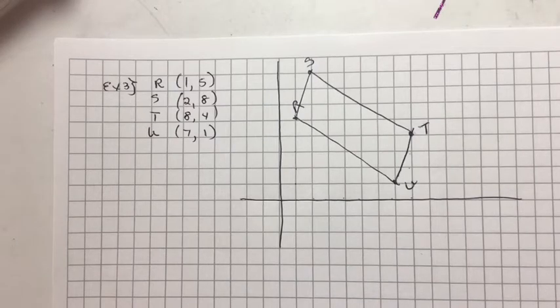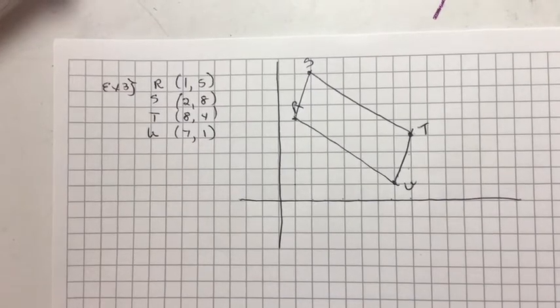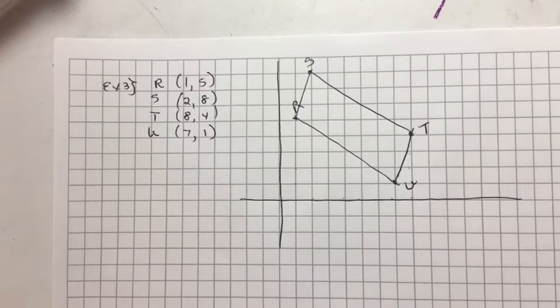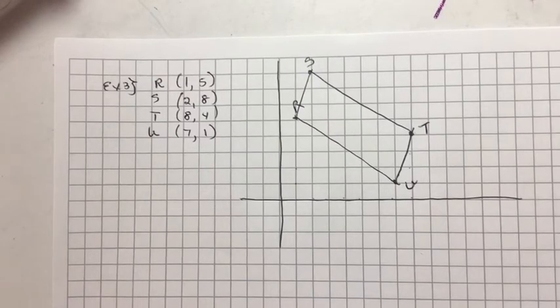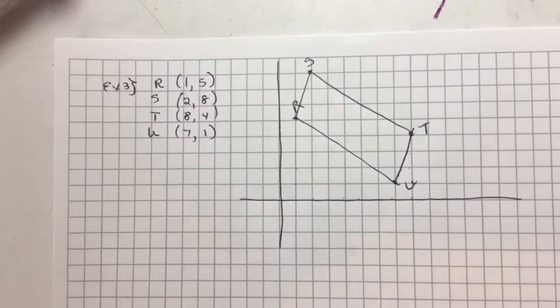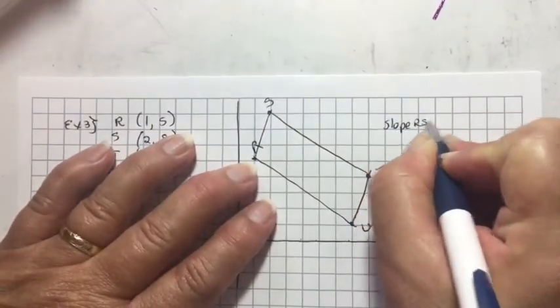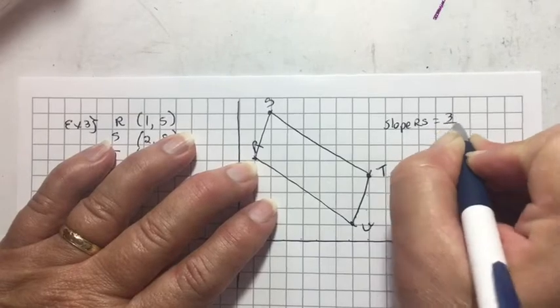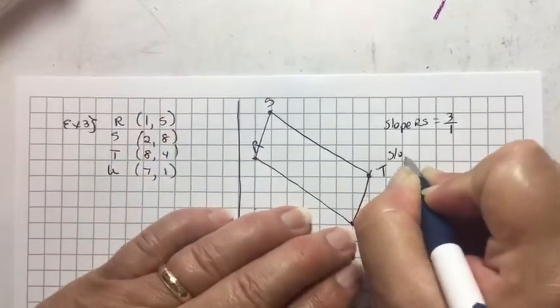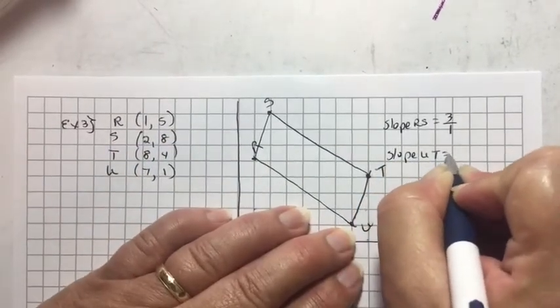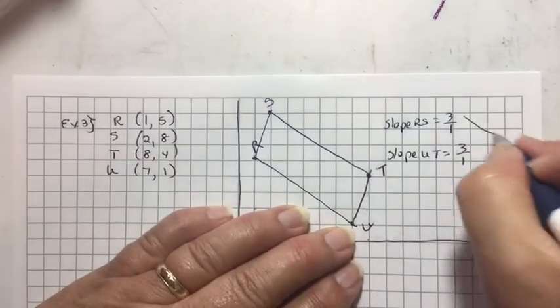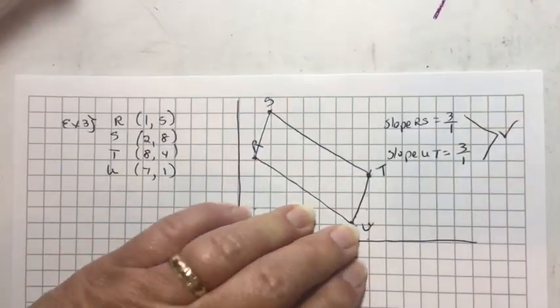So let's first of all prove that it's a parallelogram. That's the first thing we need to do. If I know both sides that are opposite of each other are parallel, then I have a parallelogram. I could also measure to see if they were the same lengths. Slopes to me is a lot easier. So I'm going to figure out slope of RS, and that is up 3 over 1. And I'm going to figure out slope of UT, also up 3 over 1. So there's one pair of parallel sides.